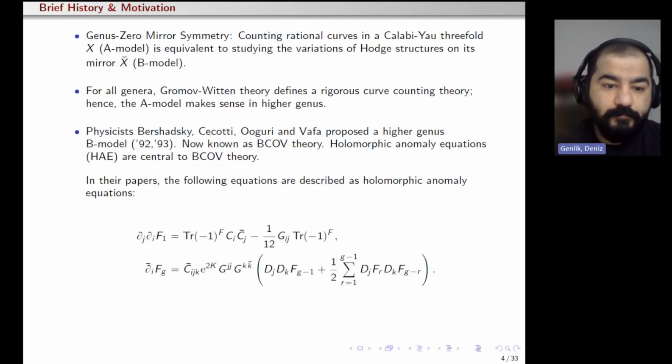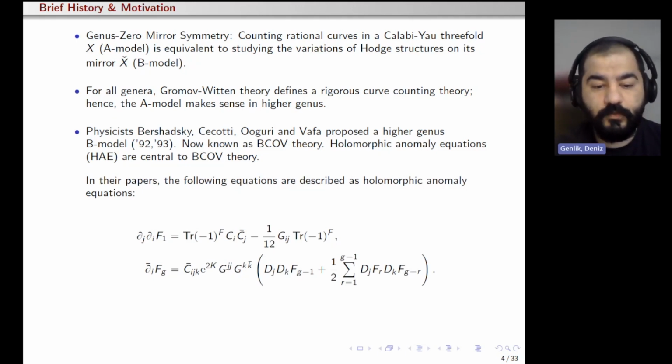If you look at their paper, these equations appear. If you look at the second equation, you take the anti-holomorphic derivative of a function depending on g, and on the right hand side you can see that F_g depends on F_{g-1} and lower subscripts. So basically it says that the genus g information can be related to the lower genera by some partial differential equation.